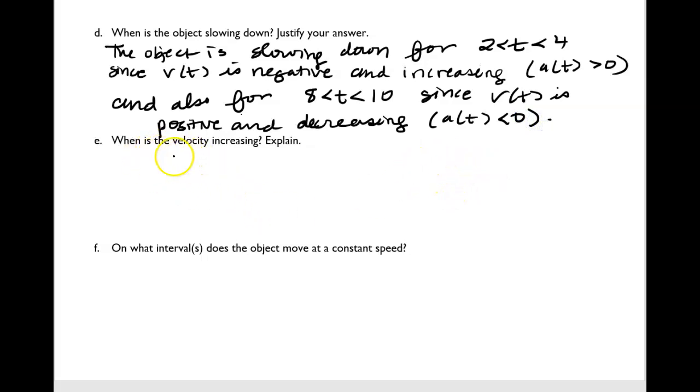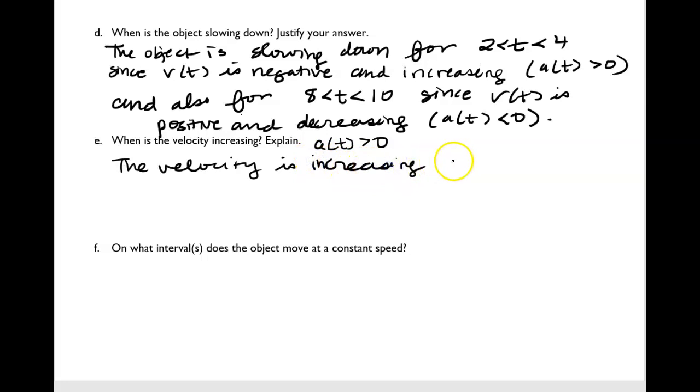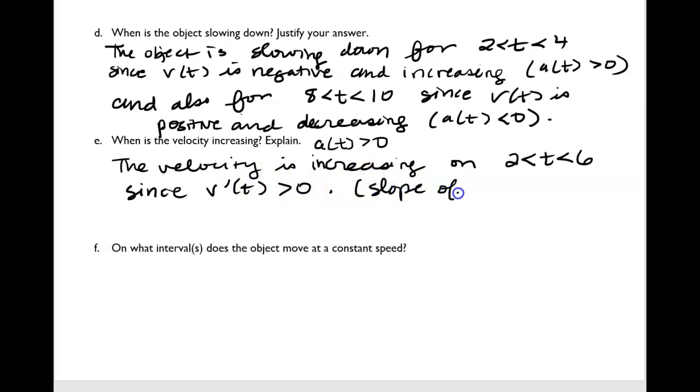Now, again, when it asks when is velocity increasing, that's just asking where is acceleration greater than 0. So that's when I'm looking at this graph and the velocity is actually increasing. I can actually see that on this graph. The velocity is increasing between t equals 2 and 6, since v prime of t is greater than 0. Or you can say slope of v of t is positive.